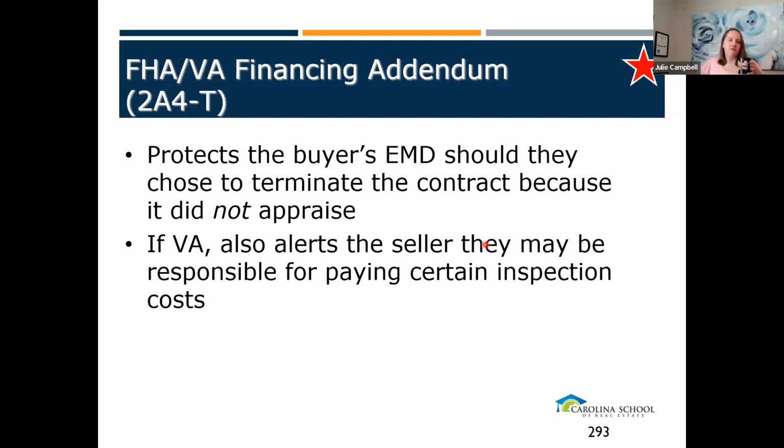Questions on the FHA VA financing addendum? You don't need to know the numbers, by the way, the 2A, 4T. I just put that there for reference. Not only the earnest money, but also your due diligence money? Nope, just the earnest money. Okay, I just want to make sure. Yep. Thank you for that clarification. Yep. So again, if the buyer terminates, even after due diligence, this form protects their earnest money because the home doesn't appraise.